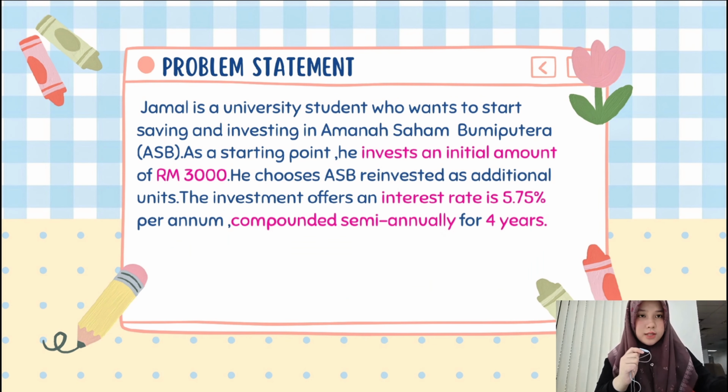So for the next slide, which is the problem statement for compound interest, meet Jamal, a university student starting his investment journey with Amanah Saham Bumiputera, ASB. As a starting point, he invests an initial amount of 3,000 ringgit Malaysia. He chooses ASB reinvested as additional units. The investment offers an interest rate of 5.75% per annum, compounded semi-annually for 4 years.